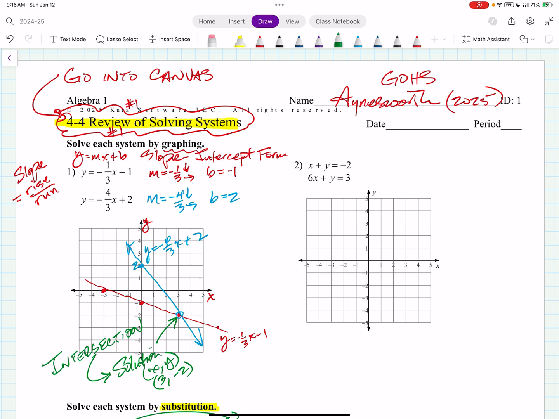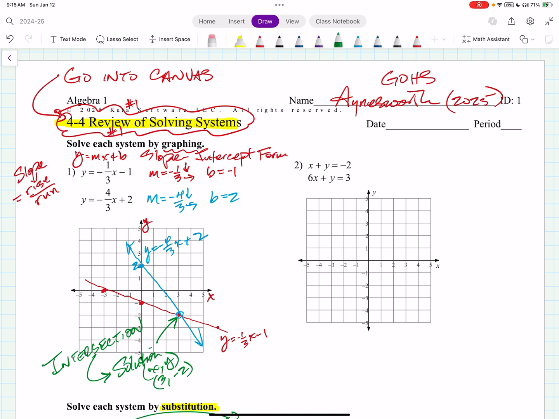And that's the solution for any system, no matter how many equations it has. Later on in Algebra 2 or higher mathematics, you'll be solving systems of 3 equations with 3 unknowns, not on the coordinate plane, but on the 3-dimensional plane. So you'll have x, y, and z axes, but that's later on. All right, so let's stay focused.